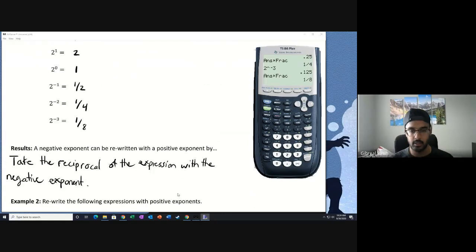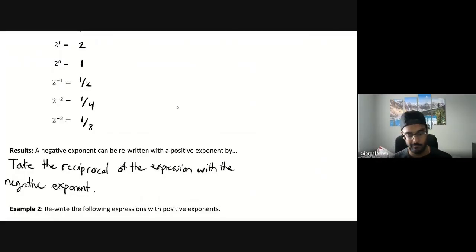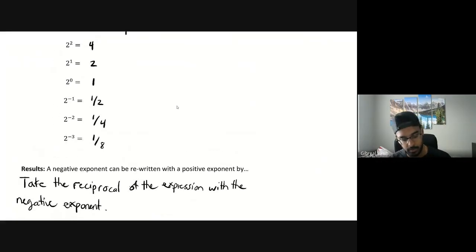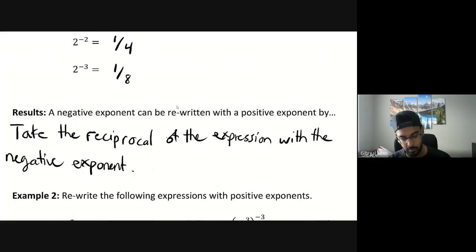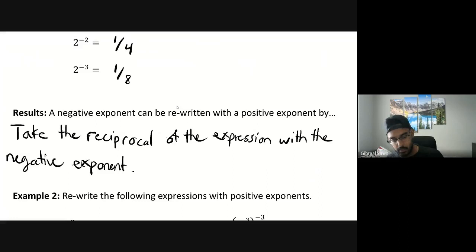Okay, so I'm going to talk about one of these ones up here first. I'm going to talk about 2 to the power of -3 before we get into the ones down below, which you already saw there. So let's talk about 2 to the power of -3.